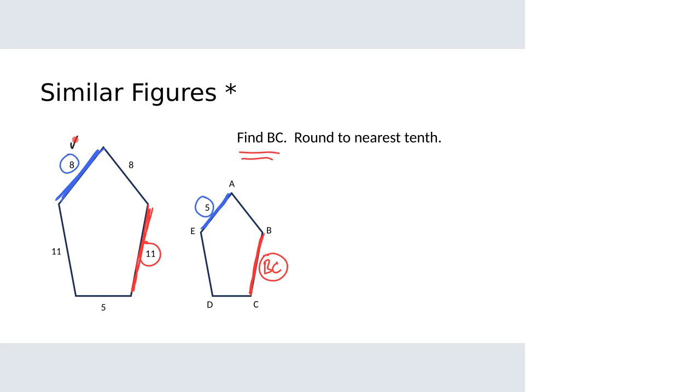I'm going to do this relationship here, 8 is to 5. And what I've done is big pentagon on top, little pentagon on the bottom. I'm going to use that same logic when I set up my other ratio. Big pentagon on top, that's the 11. Little pentagon on the bottom, that's the BC. And what I'm saying here with this proportion is 8 is to 5 as 11 is to BC. That's the relationship I've created in my proportion.